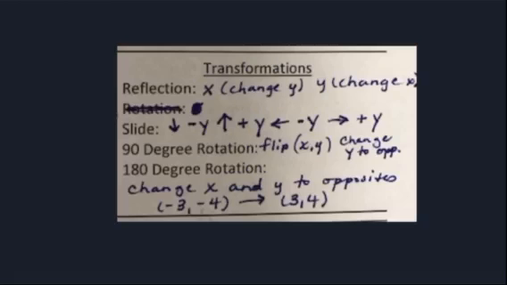A 90-degree rotation, remember, we just flip our x and y, and then we change our y to the opposite sign. And then 180-degree rotation, we're going to change our x and y to the opposite signs. So there I have -3 and -4, and so it just becomes 3, 4.